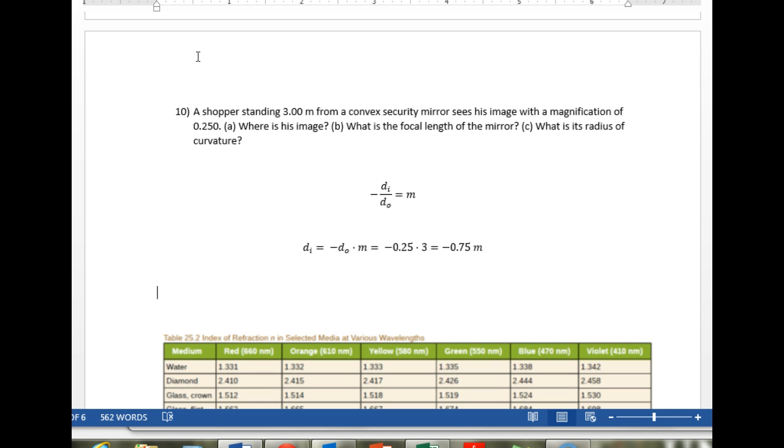Okay, where is the image? The image is 0.75 meters behind the mirror, right? It's a virtual image. It is behind the mirror. Part B, what is the focal length of the mirror?